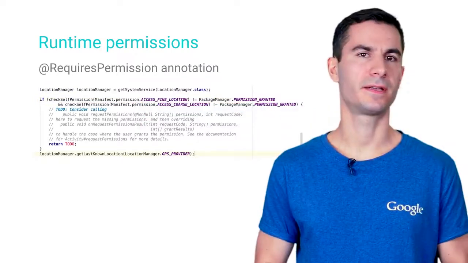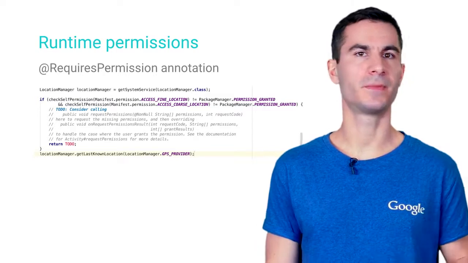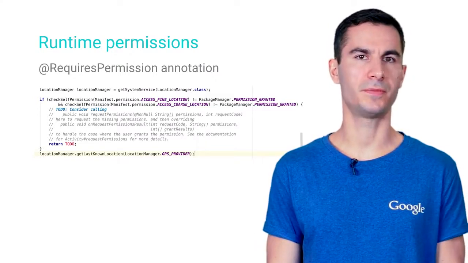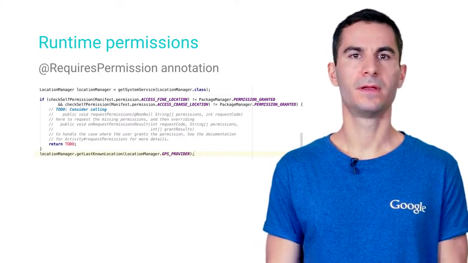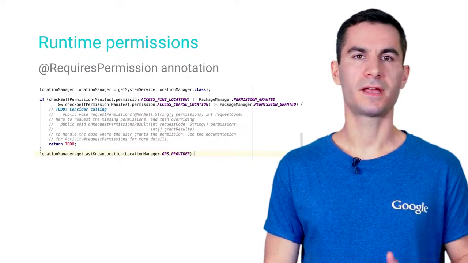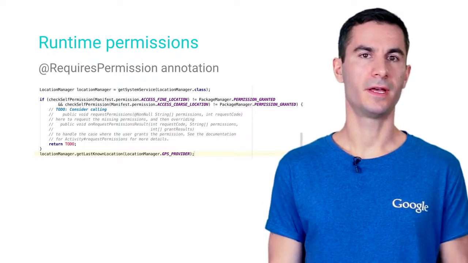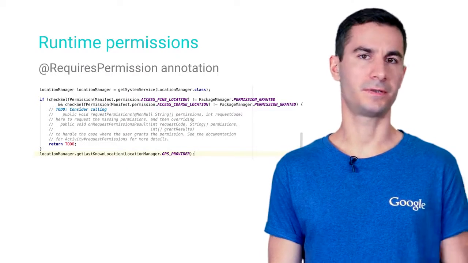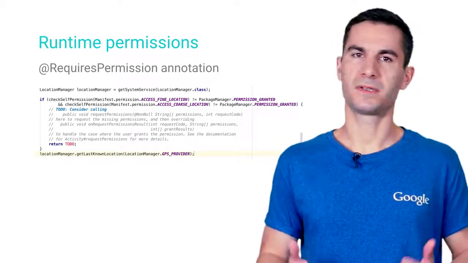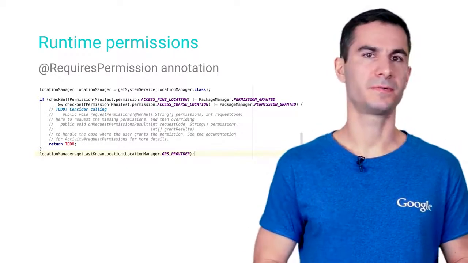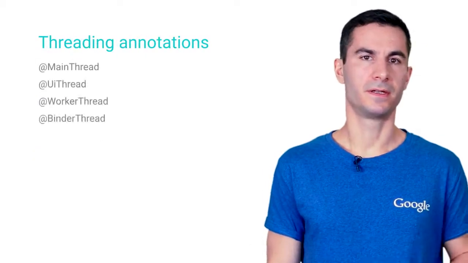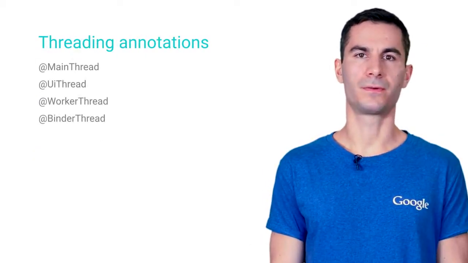Static code analysis like this can help you catch common programming mistakes even before you run your app on the device or emulator. The requires permission annotation is actually defined in the support library and works in tandem with the lint checker in Android Studio. Let's go through some other annotations that you will find in the latest release. Threading annotations guard you against calling methods on the wrong thread.